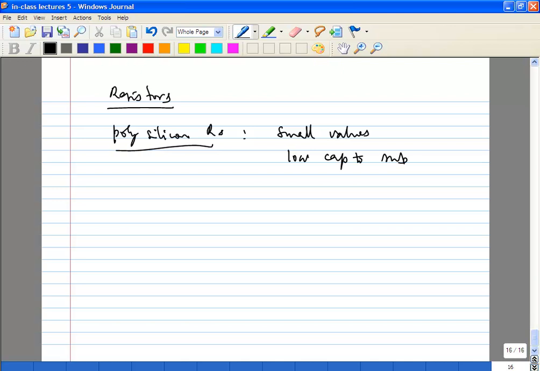These will have a relatively low cap to substrate compared to the other kinds. Okay, not obviously compared to the metal. If you make a resistor, a small value resistor with the topmost metal, that will have the lowest cap. But these will typically have lower cap to substrate. And in some processes, they can have smaller mismatches. Okay.